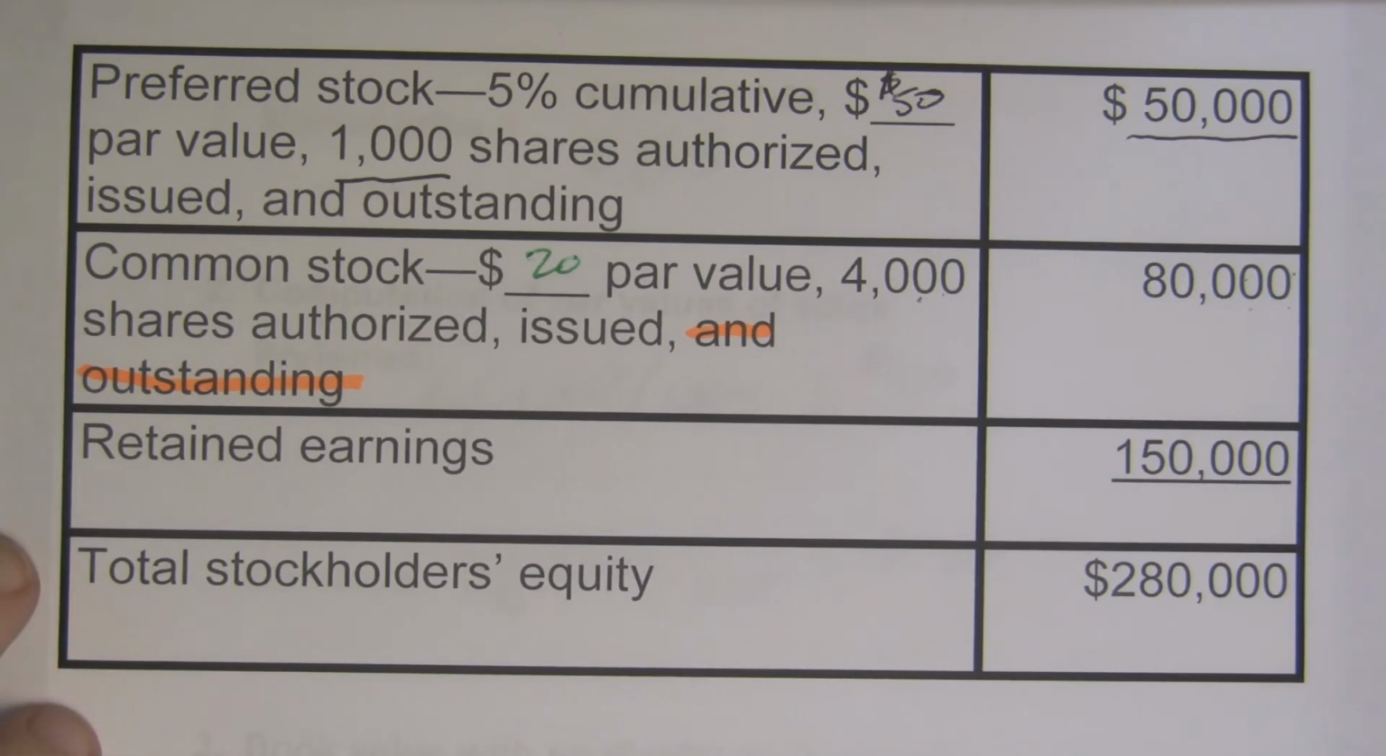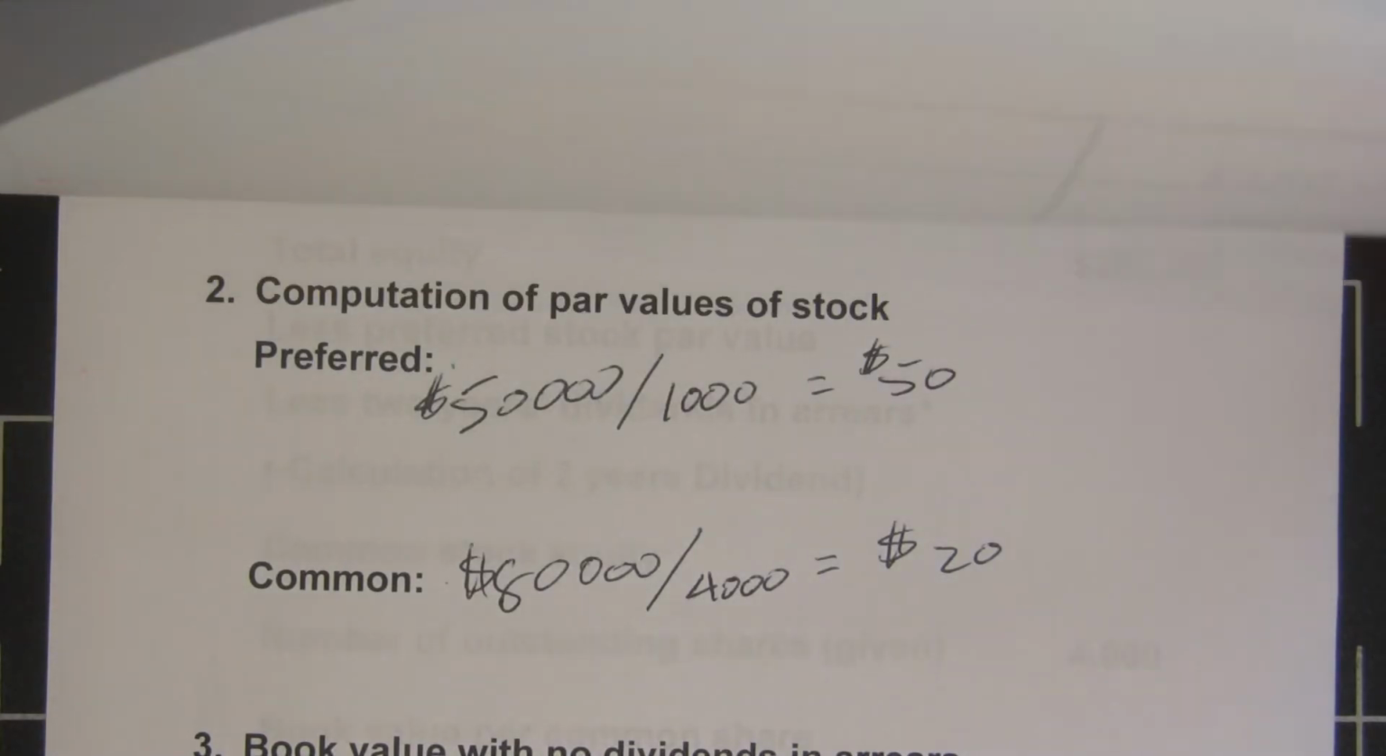The next part, it says, suppose there are no dividends in arrears. Dividends in arrears means we don't owe any money to the preferred shareholders. So we simply take out their interest and figure out what the value of the company is to the individual shareholders. So let's take a look at that.